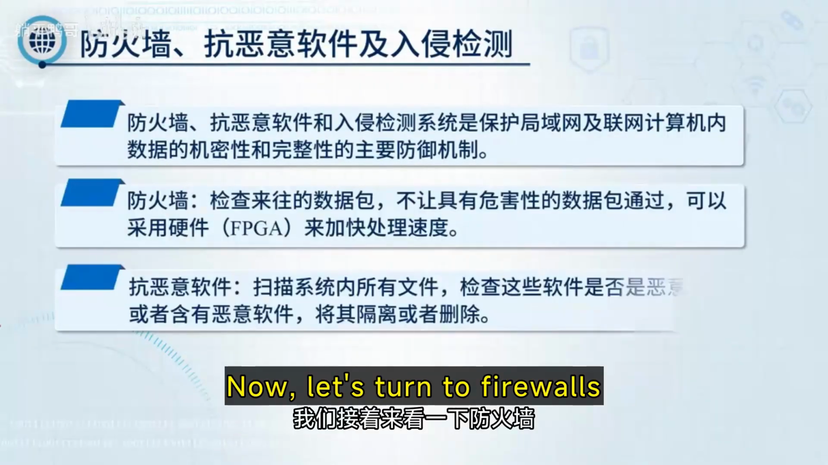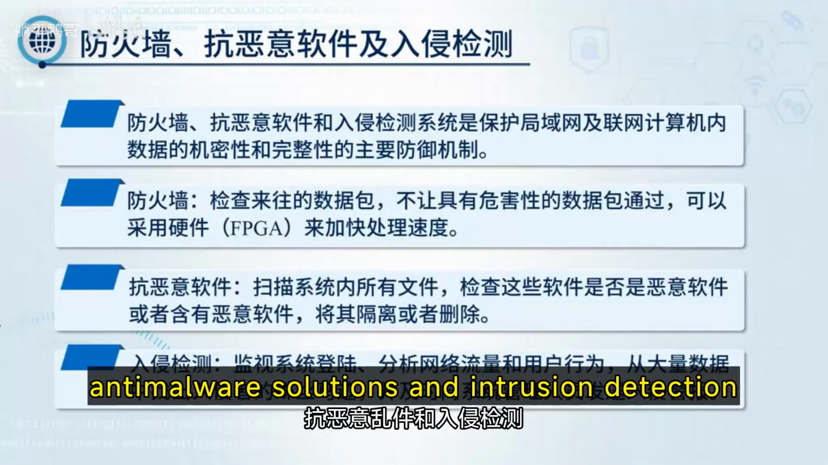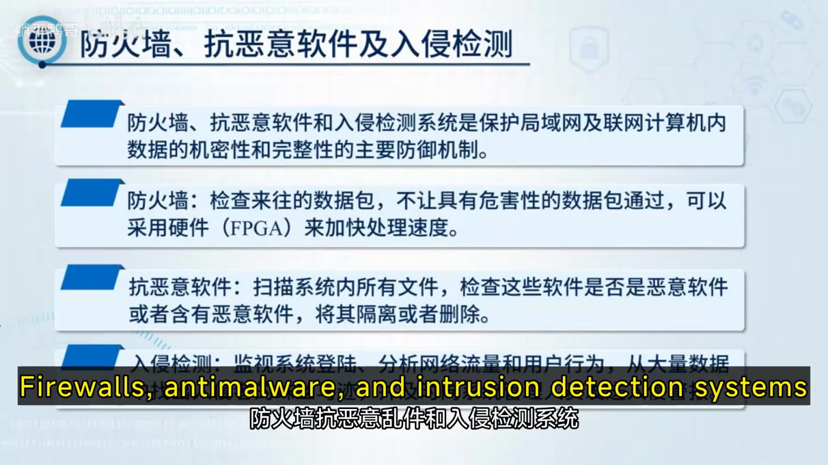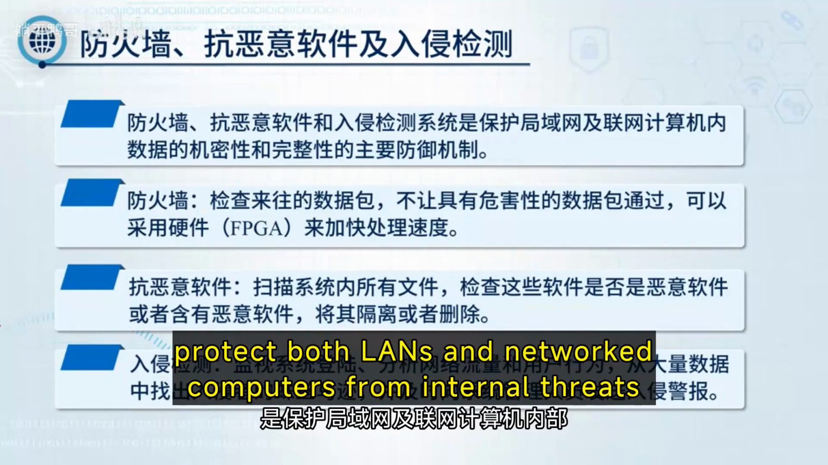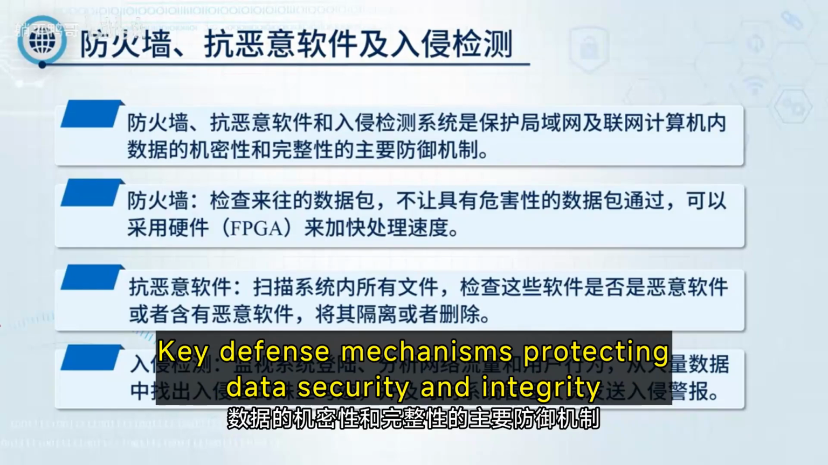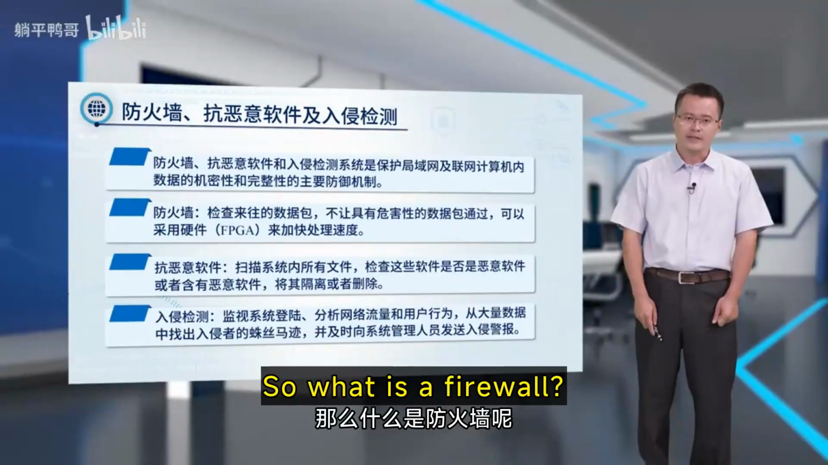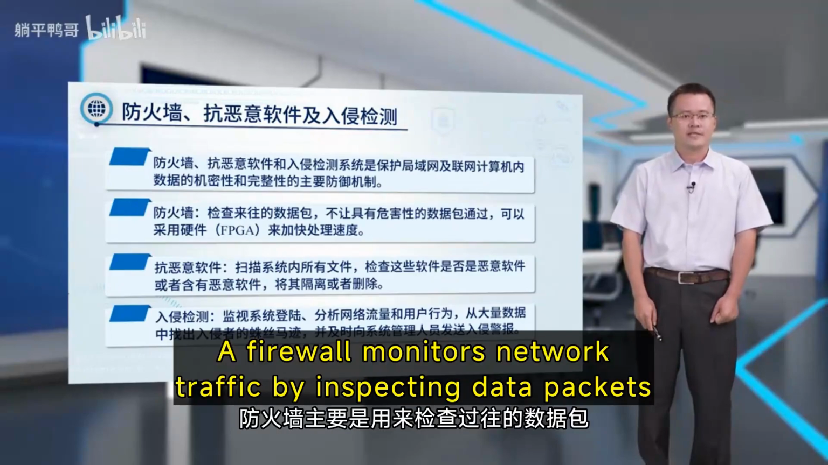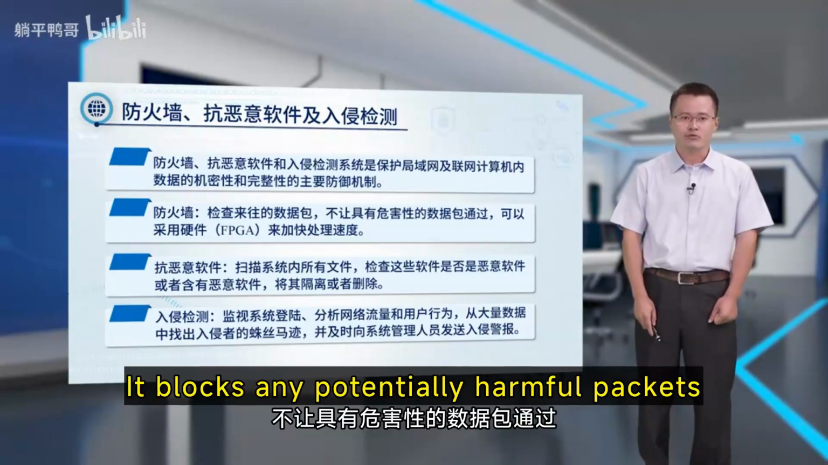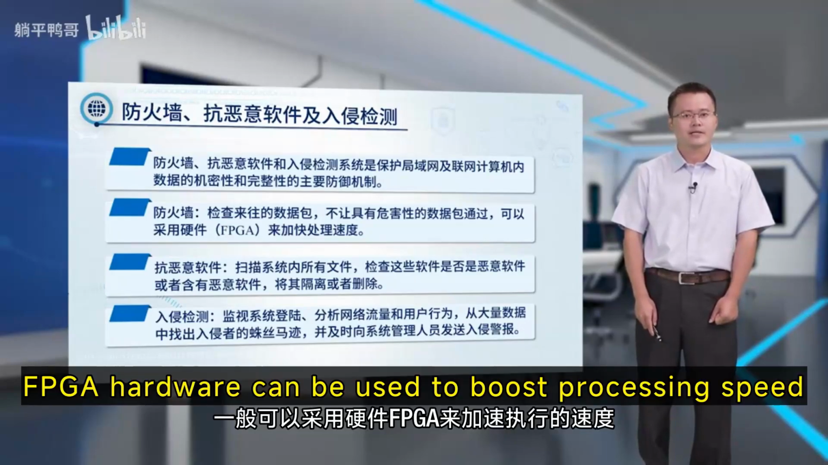Now, let's turn to firewalls, anti-malware solutions and intrusion detection. Firewalls, anti-malware, and intrusion detection systems protect both LANs and networked computers from internal threats. Key defense mechanisms protecting data security and integrity. So what is a firewall? A firewall monitors network traffic by inspecting data packets. It blocks any potentially harmful packets. FPGA hardware can be used to boost processing speed.